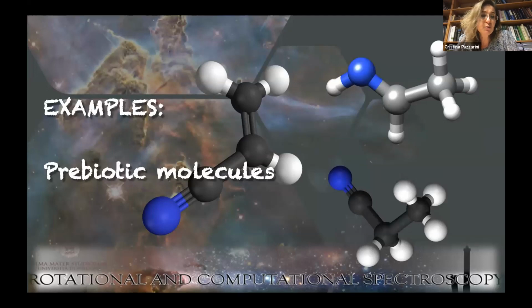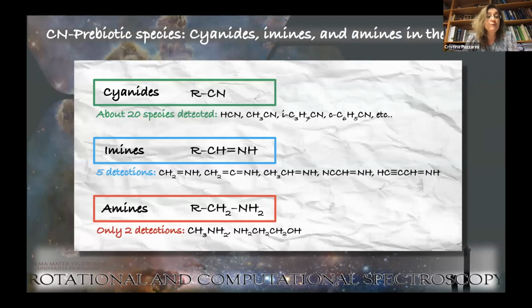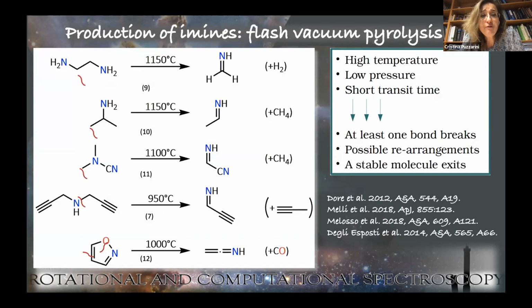I decided to show you some examples concerning prebiotic molecules, because we are really working hard on this type of molecule in the last years. In particular, we are very fond of imines. You see, imines are, let's say, more detected than the amines, but definitely less detected than the corresponding dehydrogenated species. We focused on the investigation of the imines because we have a powerful way to produce them inside the cell via flash vacuum pyrolysis.